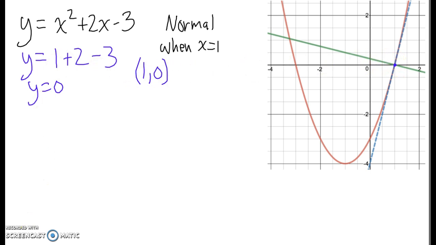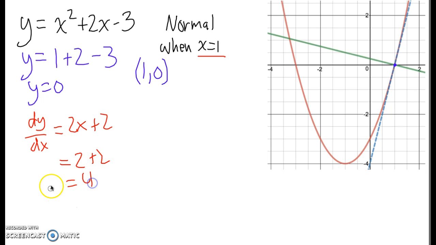In order to find the slope of the tangent line, we have to look at our derivative. So dy/dx equals 2x plus 2. And since we're looking where x equals 1, the slope of my tangent will be just 2 times 1, or 2, plus 2. So the tangent line has a slope of 4, but what we're concerned with is the perpendicular slope of the normal line.